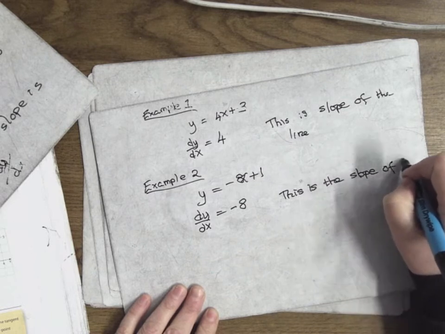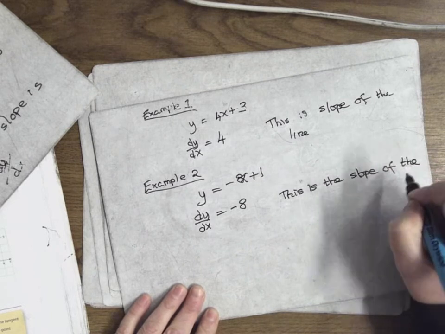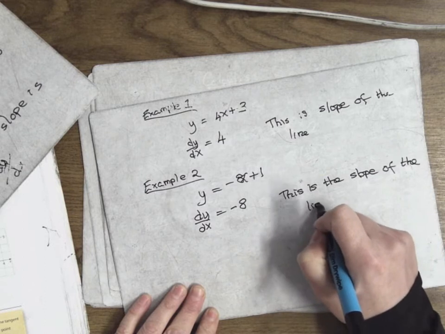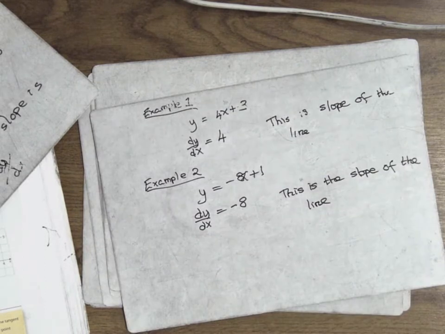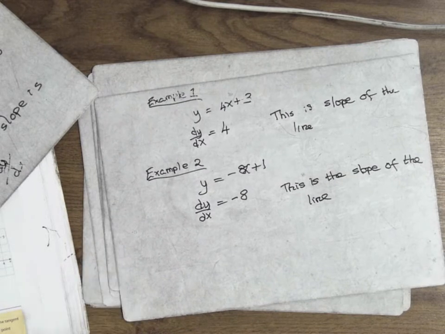So the whole point is that if you're getting dy/dx, the reason we're doing it is we're getting the slope of the line. At the start of the week I showed you how, now I'm telling you why. And the why is because you're getting the slope of the line. Okay?